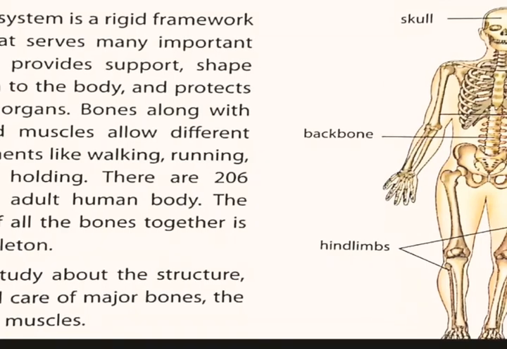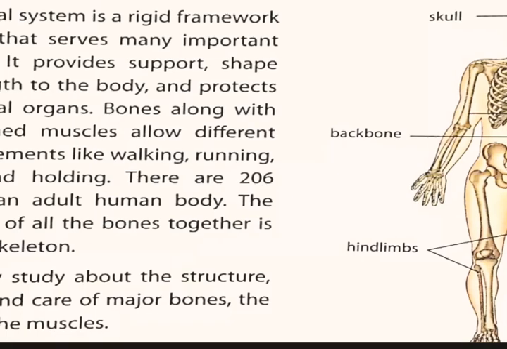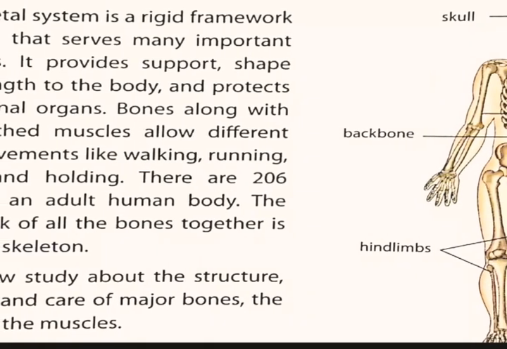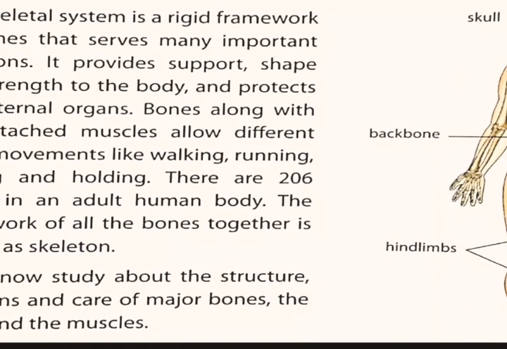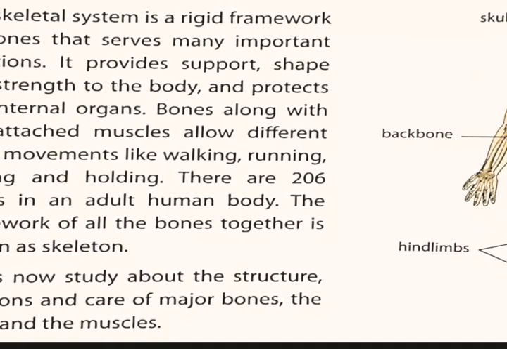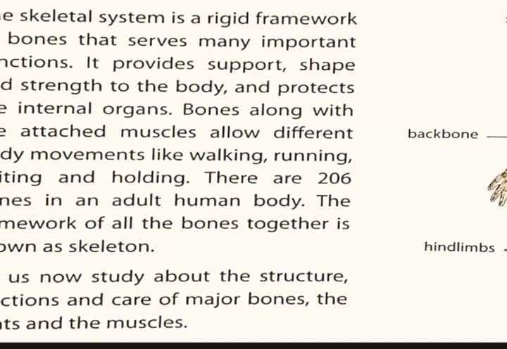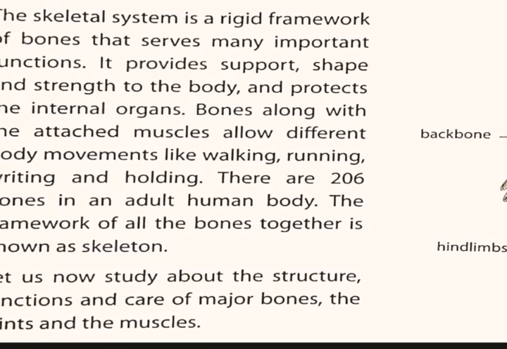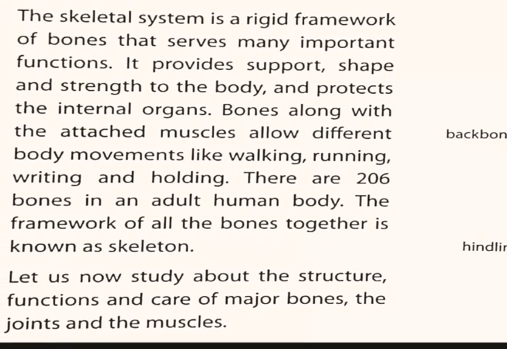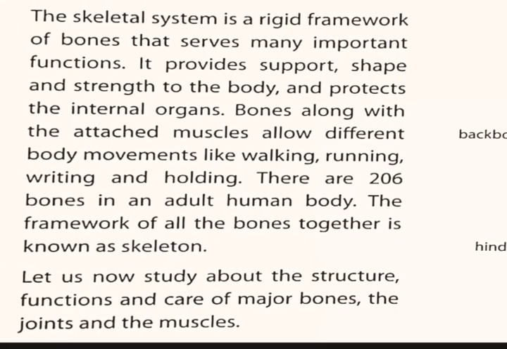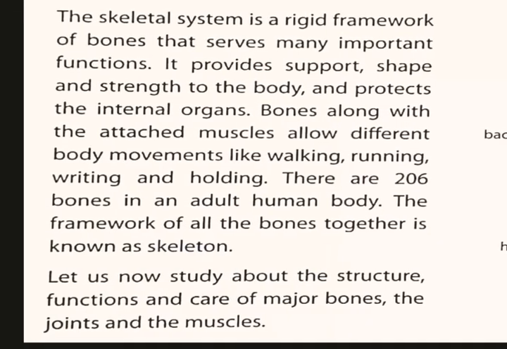So, here what we see is that the movement that takes place in our body, like walking, running, writing, holding, hopping, jumping, whatever you say, is only because of this system. And the main part is the bone. Now, there are 206 bones in an adult human body, whereas when we are born, we have 350 bones. Okay. And the total framework of all bones together is known as the skeleton. Okay.